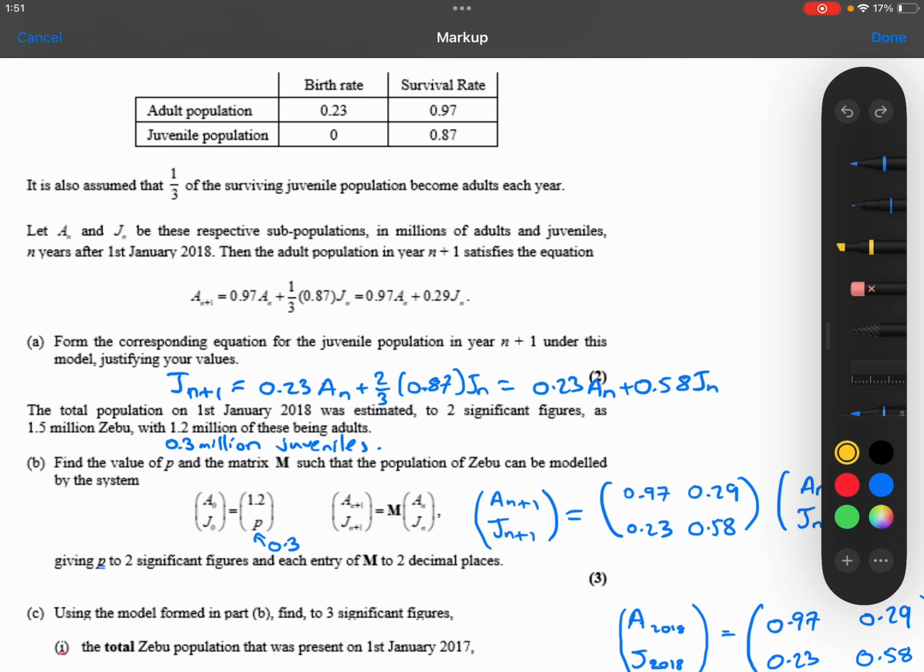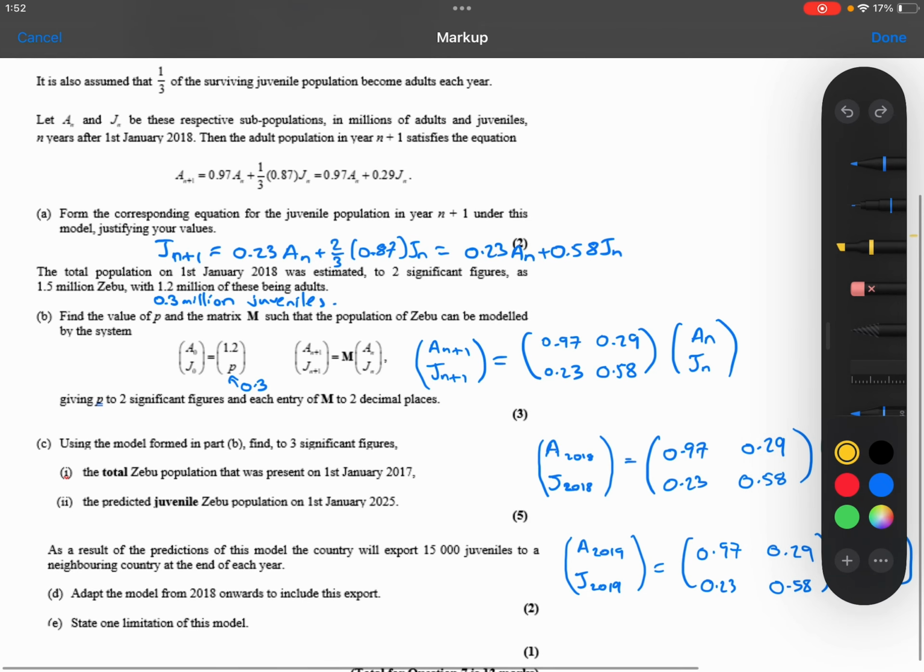So that's my equation, and I've just explained how I would justify those values. I would write a sentence and say 23% of the adults give birth, so create new juveniles, and 2/3 of the surviving juvenile population remain juvenile. And that sentence would explain my equation, would justify the values.